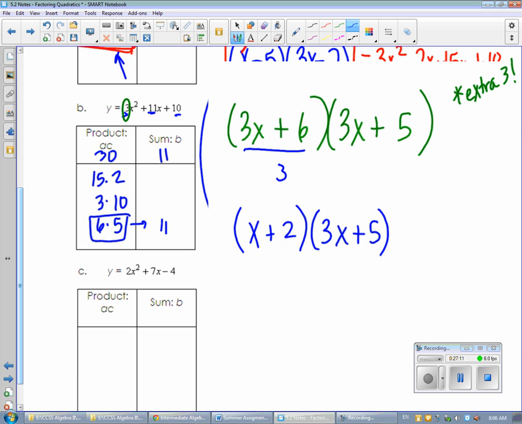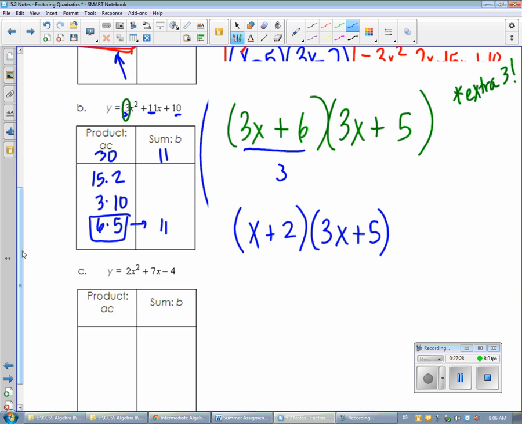The grouping method that I used in the first place is really helpful because we end up using it again with polynomials. So it does introduce another form of factoring that we'll be using later on in the year. But you can use either method to help you. Go ahead and try the last one.